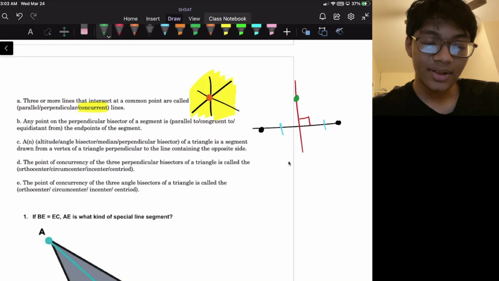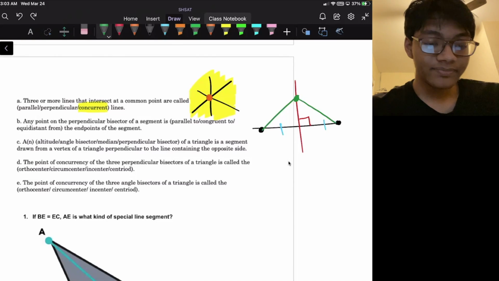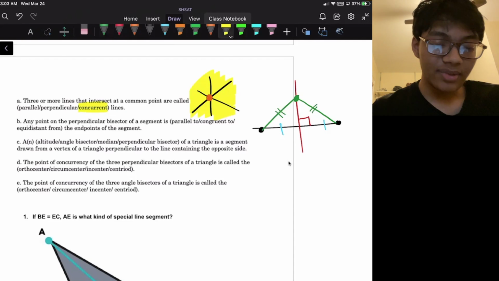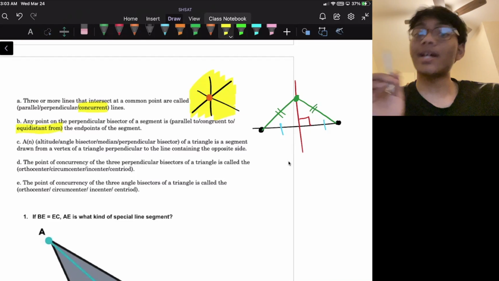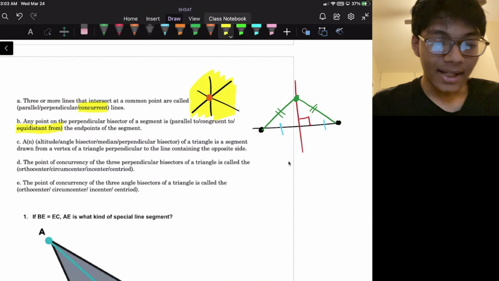Okay, so any point on the perpendicular bisector, so for example, if I choose this point on the perpendicular bisector, you'll see that it's actually equidistant. It's the same distance, in other words, from the endpoints of the segment. So this is equal to this. Okay, so the answer would be equidistant from. And if you still don't understand why, go ahead, check out the simulation. Super cool. Okay, next one up.